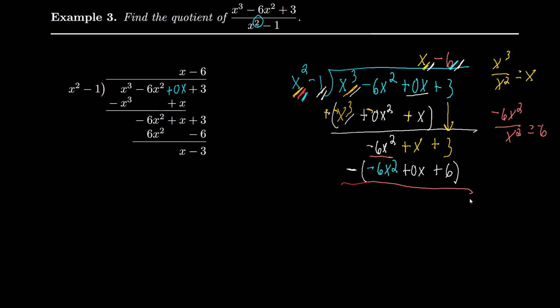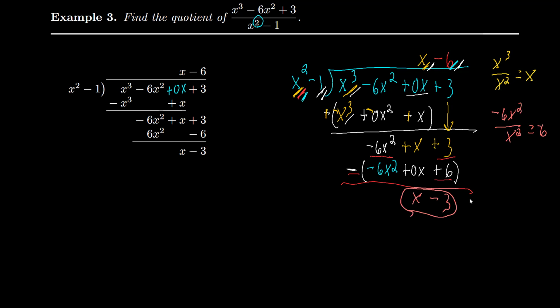We don't write it. And then it's positive x minus 0x. Well, that's still just positive x, right? Positive x minus 0x is still just x. Nothing changes there. So the last thing is, this is 3 minus 6. 3 minus 6 is negative 3. Okay, so what we're going to get then is a remainder of x minus 3.